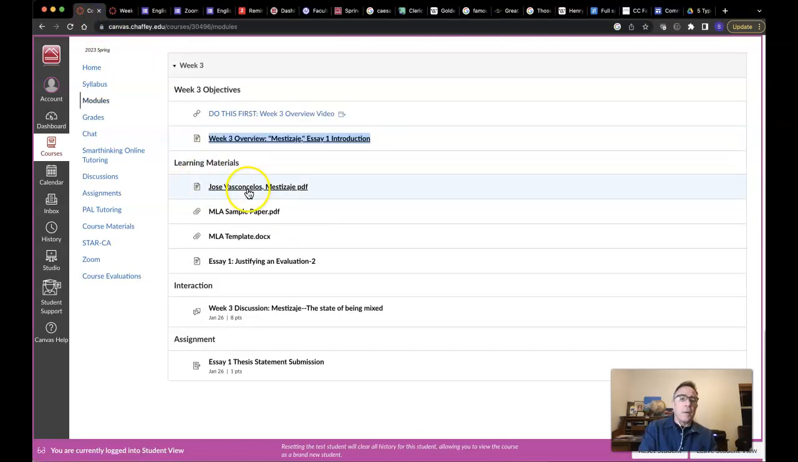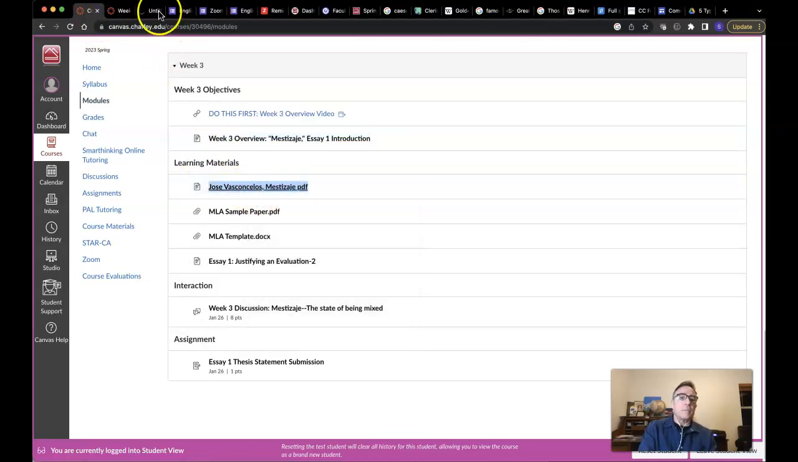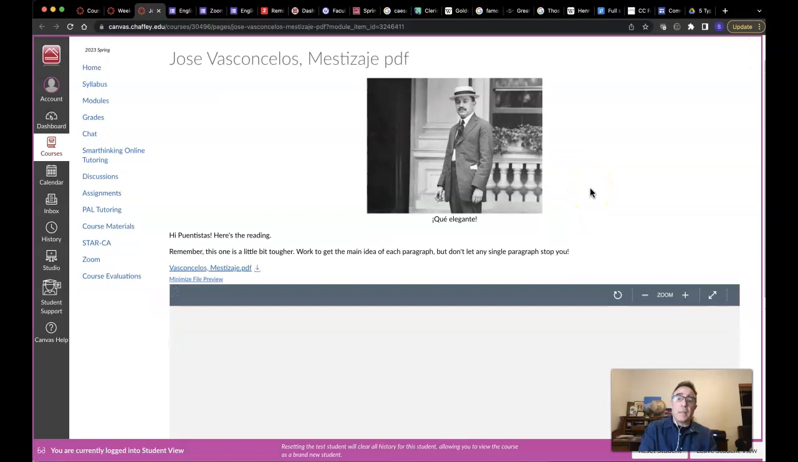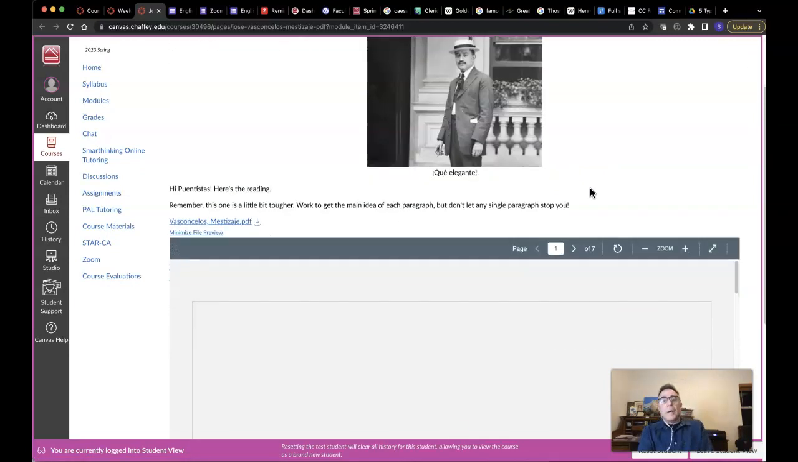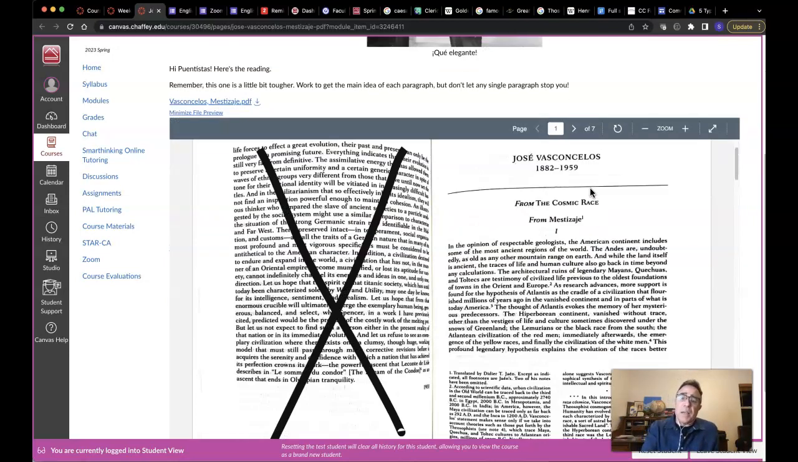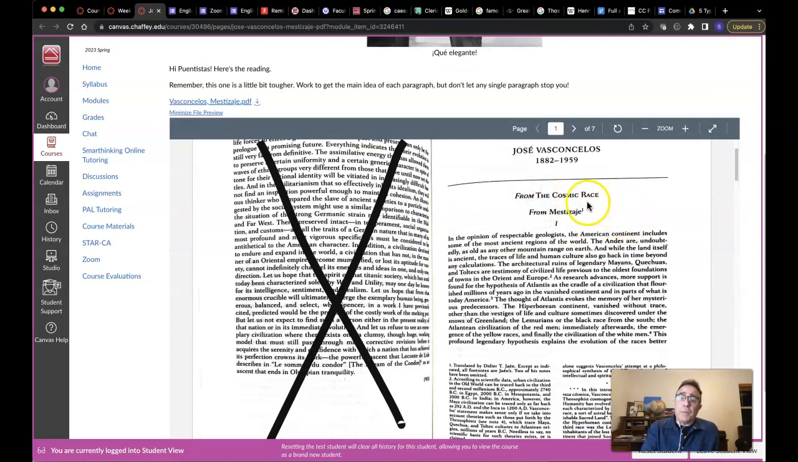Coming back up here. Notice I put a picture up there of him. Que elegante. So, Jose Vasconcelos was a really important intellectual and activist and Mexican educator. And he's got this idea talking about mestizaje, the notion of not being pure, but of being from two different places or two very different lines. And he's going to talk a lot about indigenous people and European people coming together to make a new people, a mestizaje or mestizo.